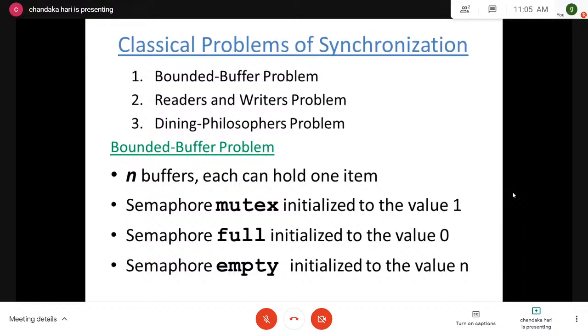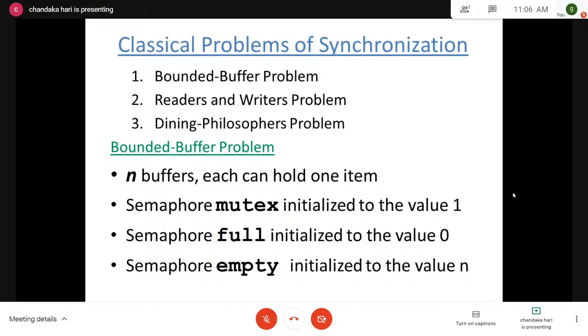Now coming to the next one, the bounded buffer problem. There are n buffers, each having the capability of holding one data item. I have used one mutex variable, a semaphore variable initialized to value 1. This variable is accessed by only one person at a time. And I'm using another semaphore variable, full, initialized to the value 0.